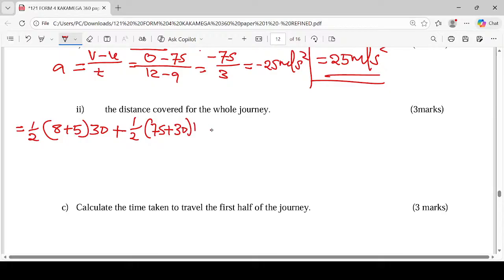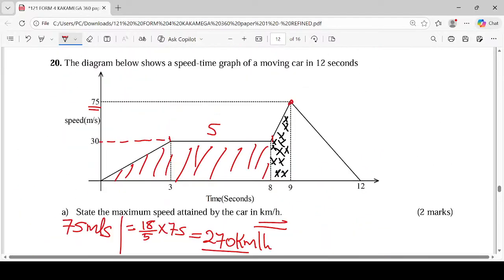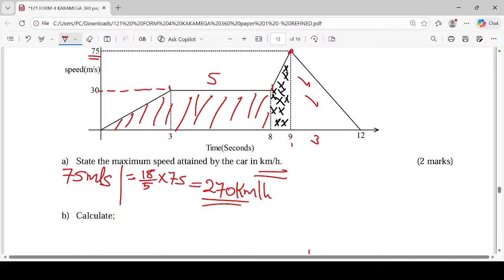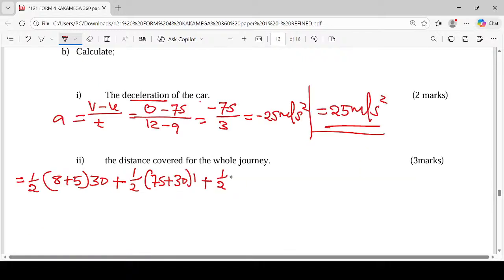Then plus, we have another remaining figure. The figure now that's remaining is a triangle. This one here is a triangle. Area is a half times base times height. So a half, from 9 to 12, the base here will be 3, and the height will be 75. So that will be a half times the base 3 multiplied by the height of 75. So let's do this computation.